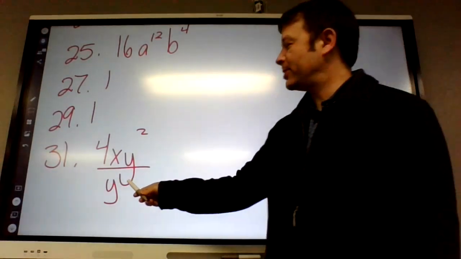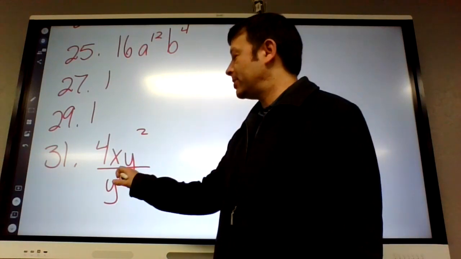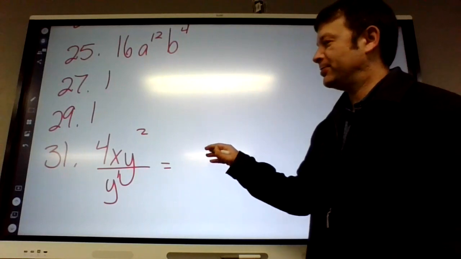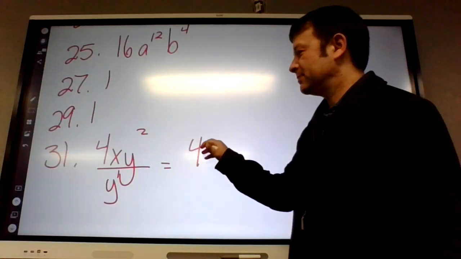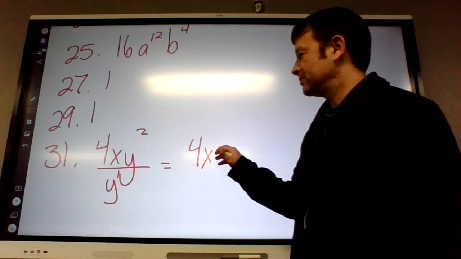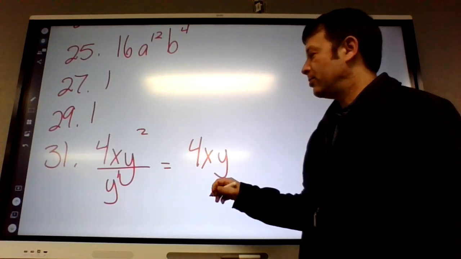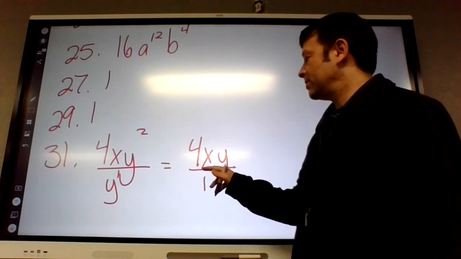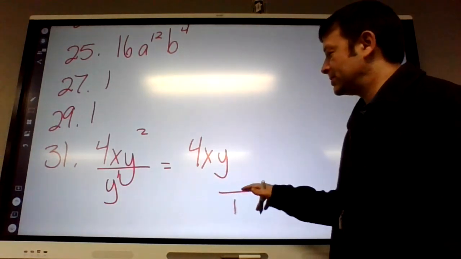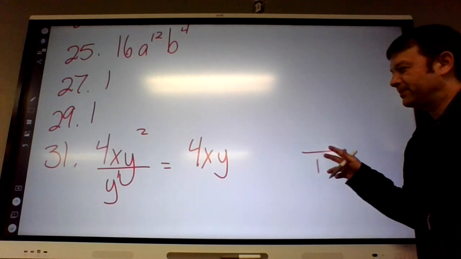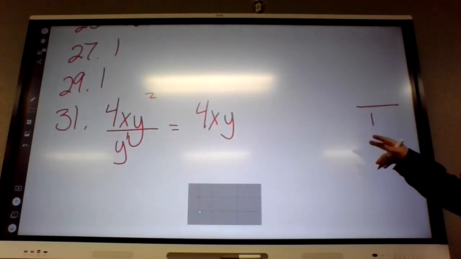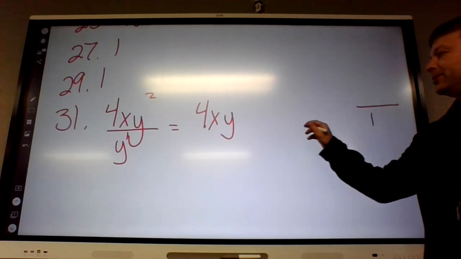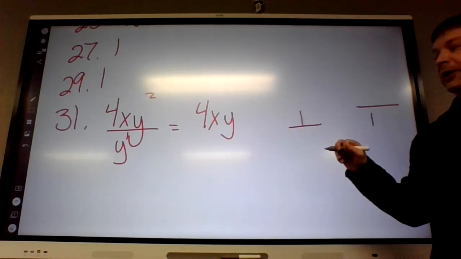Now, there is no exponent on this y, so what exponent is on the y? 1. Okay, what do you think it's going to be? 4x, and then y. What's left on the bottom? Nothing, or a 1. So it's not 0, that doesn't make any sense. The bottom's kind of just gone. There's just a 1. If there's nothing left on the top, though, you do have to put a 1. You can't just not write it.